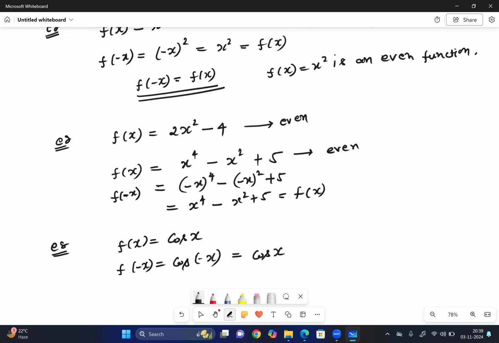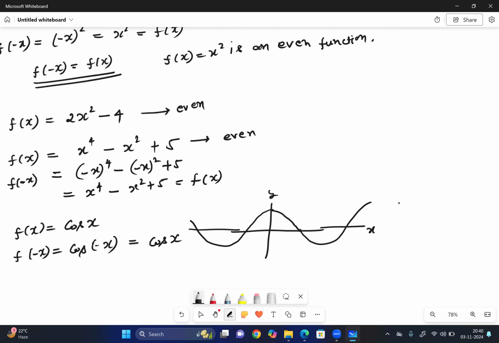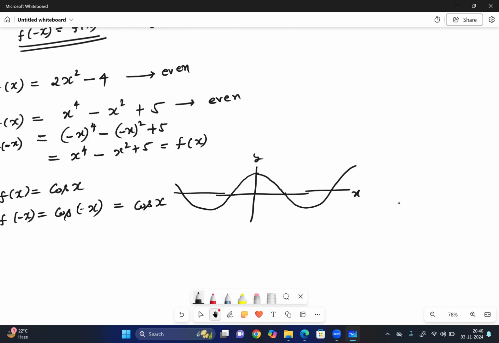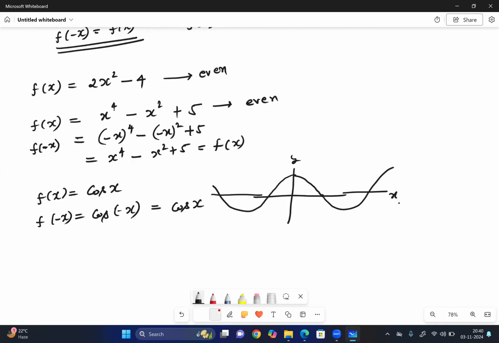So basically, see the curve of cos x. The curve of cos x is like this, and like this. And if you go to the left side, then the curve is like this. So you can see that's a symmetrical curve, right? So even functions have symmetrical curves about the y-axis. That's an important note.